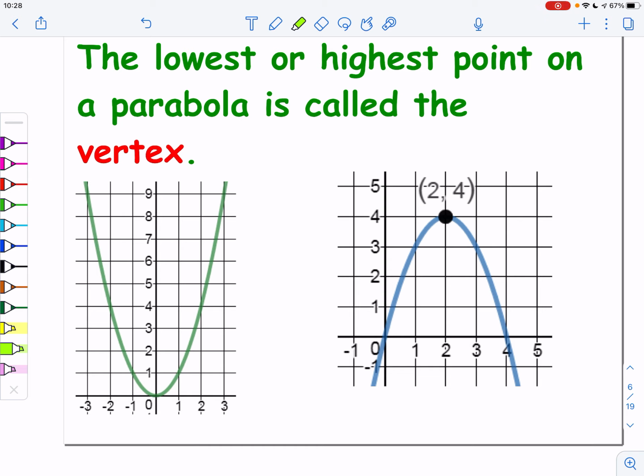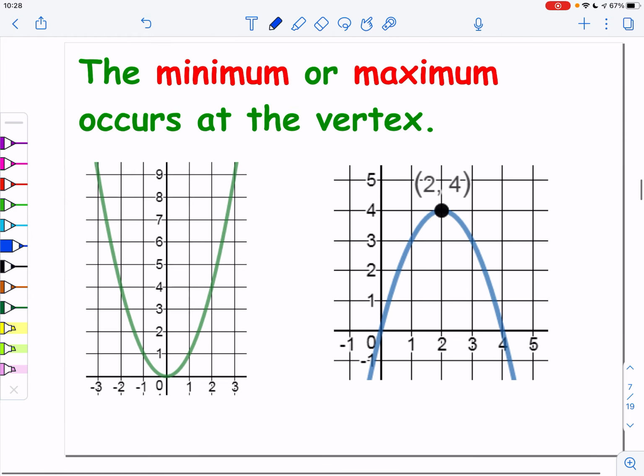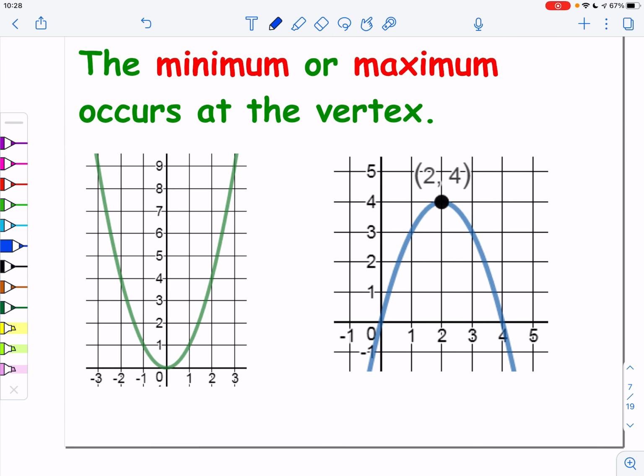The lowest or highest point on the parabola is called the vertex. When the graph opens up, you will have a lowest point, and when the graph opens down, you will have your highest point here at the vertex. The minimum when the graph opens up, maximum when the graph opens down, occurs at the vertex.